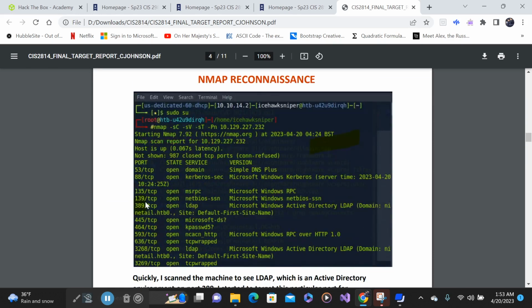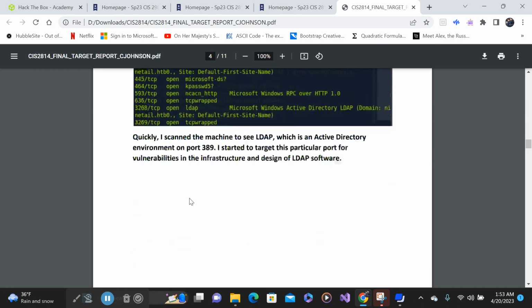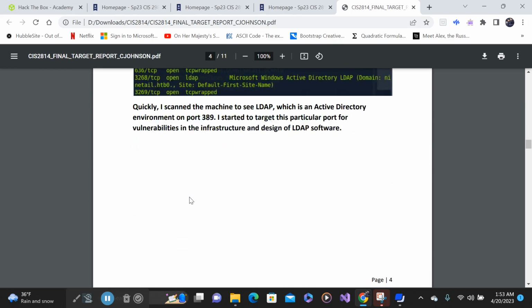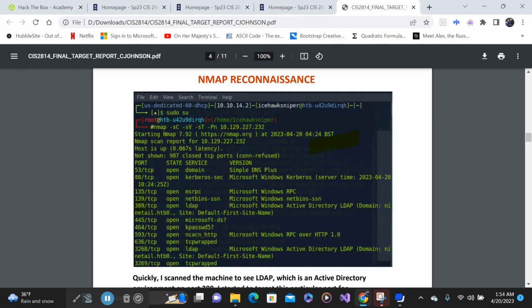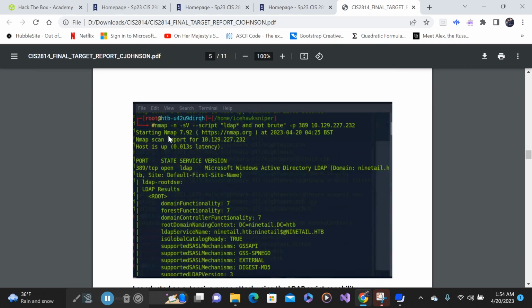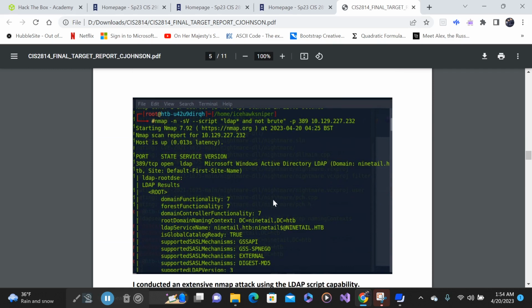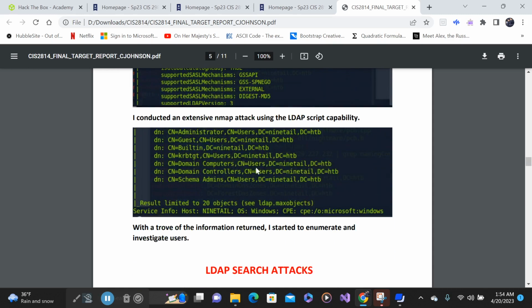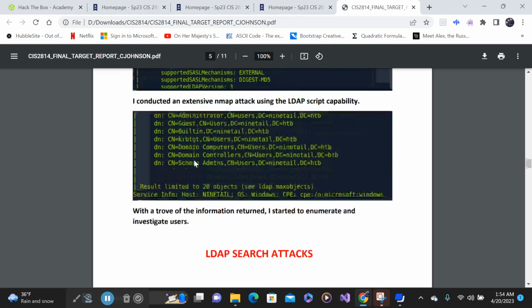Here is where I targeted port 389, LDAP. I did an LDAP attack through Nmap, where I gathered initial names of users.